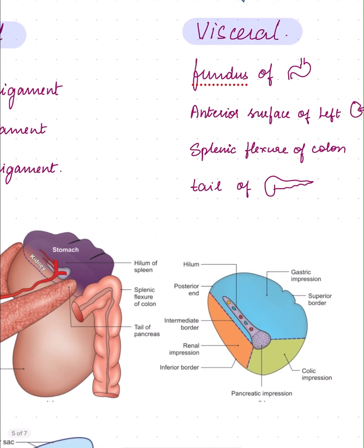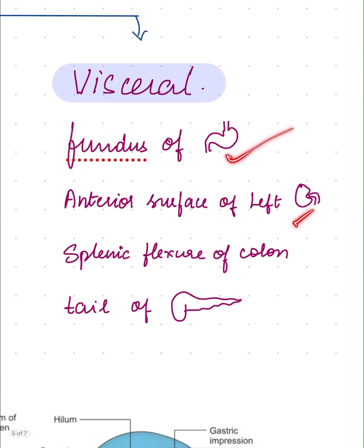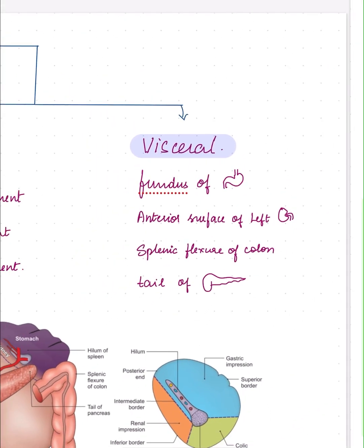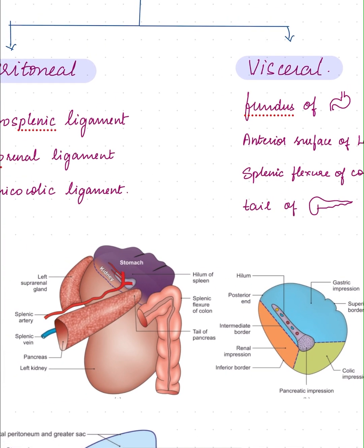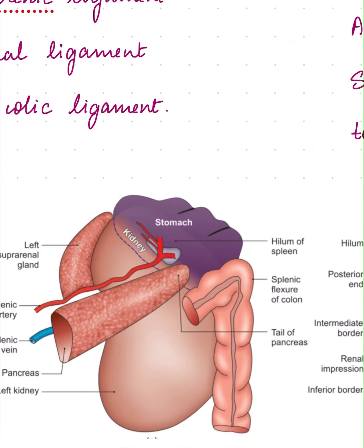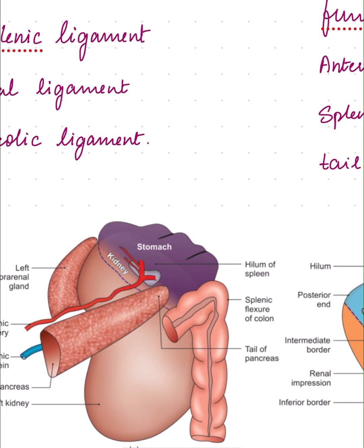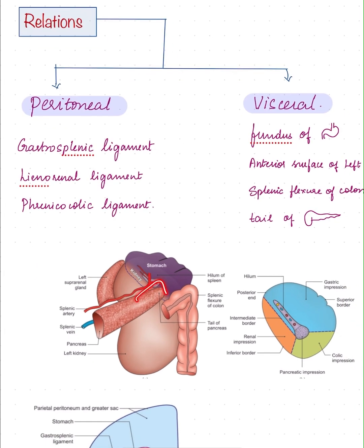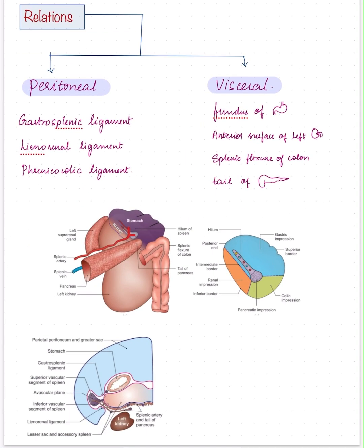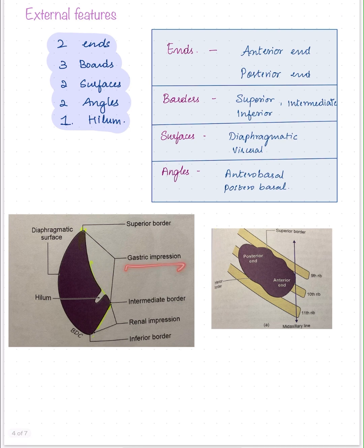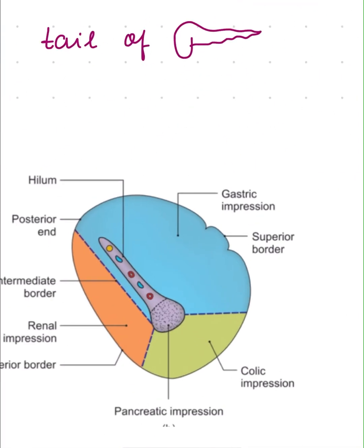Coming to the visceral relations, we have fundus of stomach, anterior surface of left kidney, splenic flexure of colon, and tail of pancreas on the visceral surface of the spleen. So you can see in this diagram, we have the anterior surface of kidney, splenic flexure of colon, what else? Tail of pancreas, you can see this. Right. So what are the impressions on the visceral part? We saw a few impressions in this diagram, right? Gastric impression, renal impression. So we'll look at it over here.